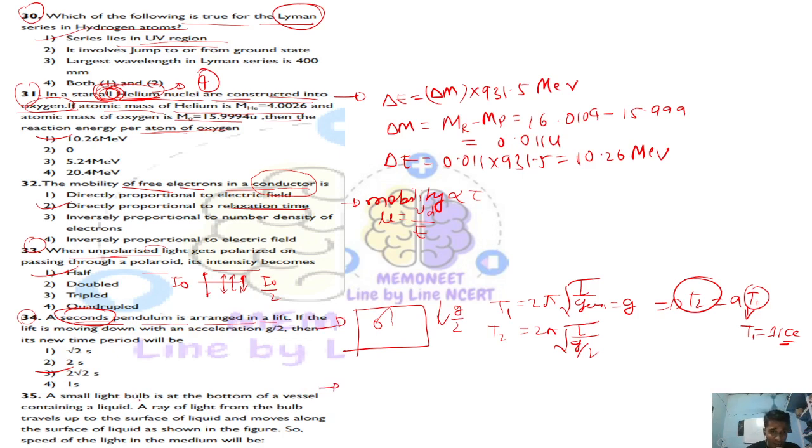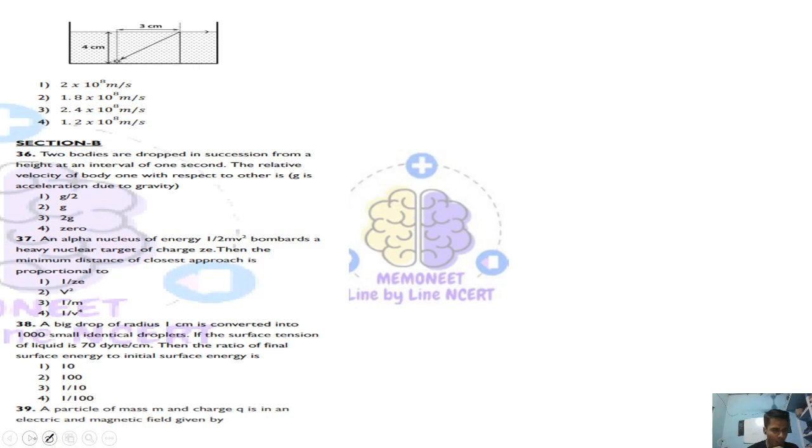A small light bulb is at the bottom of a vessel in a liquid. A ray of light from the bulb travels up to the surface and moves along the surface, as shown. So, speed of light in the medium: you need to calculate the speed of light in the medium. Here this is the angle, and it is the critical angle. So you can calculate that sine theta equals 1 upon mu.